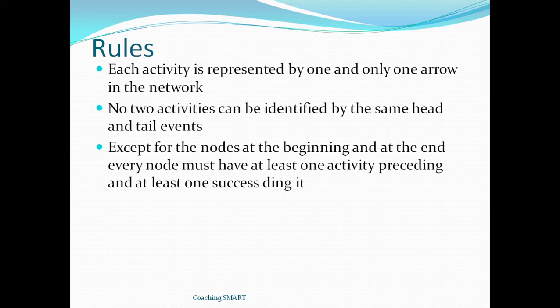Except for the nodes at the beginning and at the end, every node must have at least 1 activity preceding and at least 1 succeeding it. So on both sides we must have a preceding activity and a succeeding activity. Only 1 activity may connect any 2 nodes. So 1 activity is normally connecting 2 nodes.